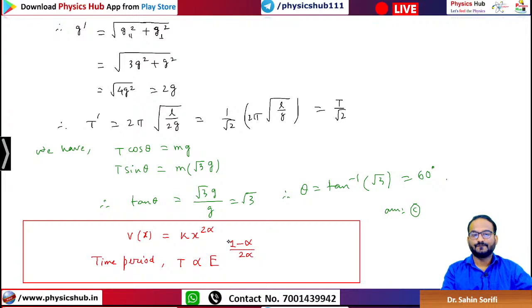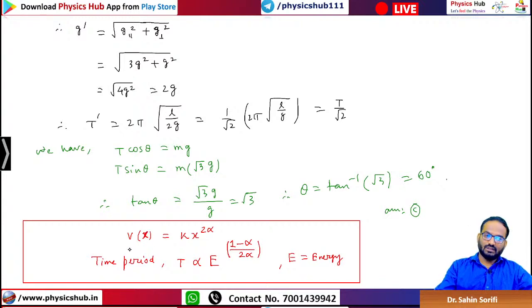Okay, E is the energy. So very important formula. Let me show you one problem that came in December 2018. Just utilize this. You have to first represent k x to the power 2 alpha, not alpha, 2 alpha. If it is, let's say, 8, 2 alpha is equal to 8, so alpha is equal to 4. And T will vary as E to the power (1 minus alpha) by 2 alpha.